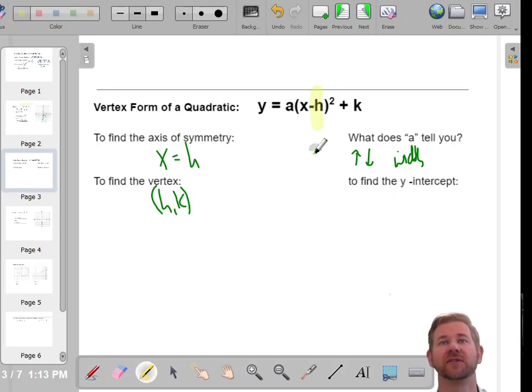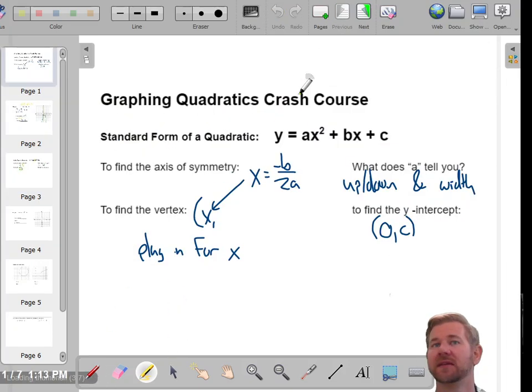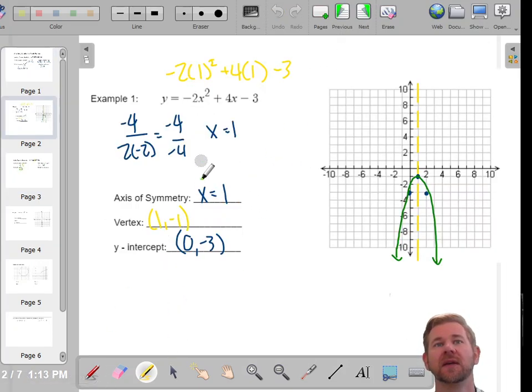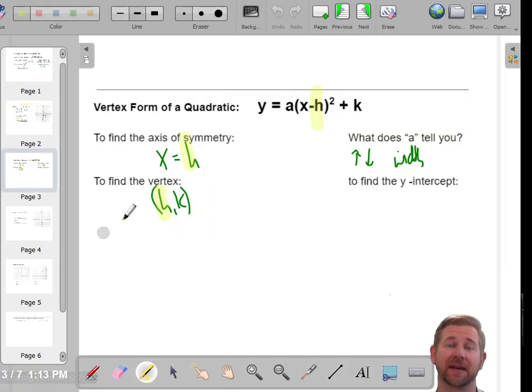So this tells you the x-coordinate of the vertex and the axis of symmetry. Same thing on this one, okay? When you get 1, that is the x-coordinate of the vertex. But you can just look at it in vertex form. You don't need to do anything.